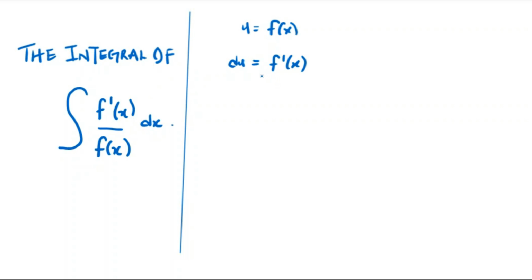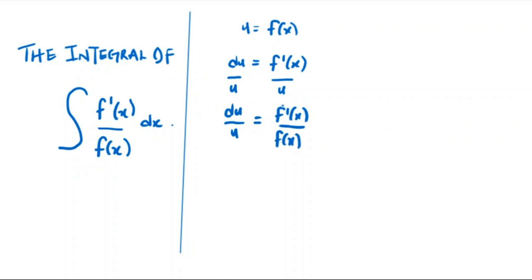Now, if we divide both sides by u, the left hand side still retains du divided by u, which is equal to f prime of x divided by u, and that u is what? F of x.